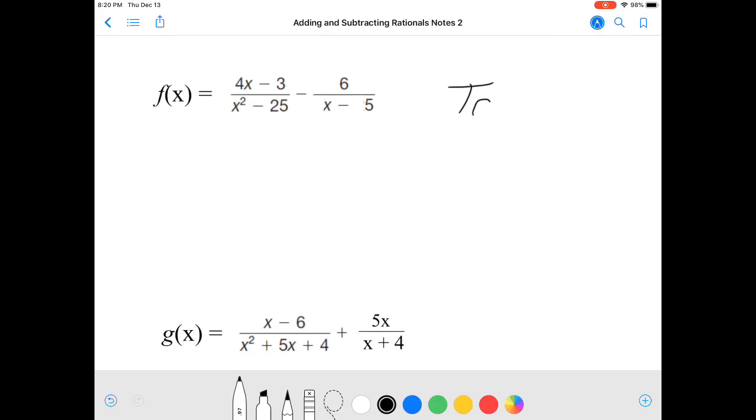Please take about 5 minutes to try these two other problems on your own, and I'll write the solutions up on the board.